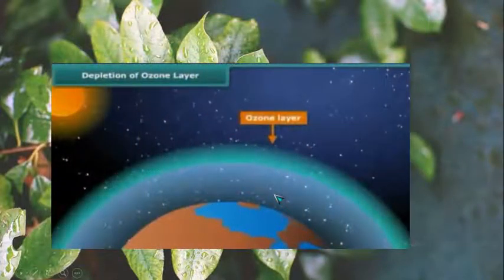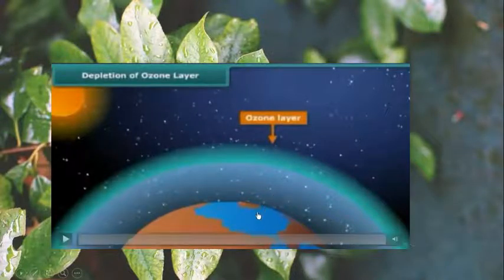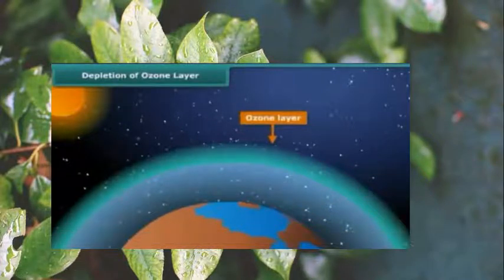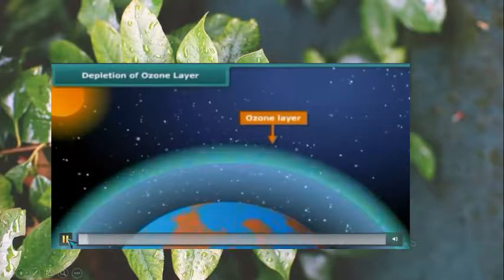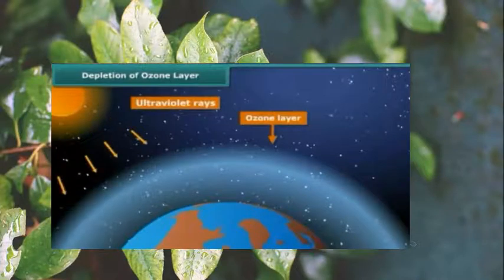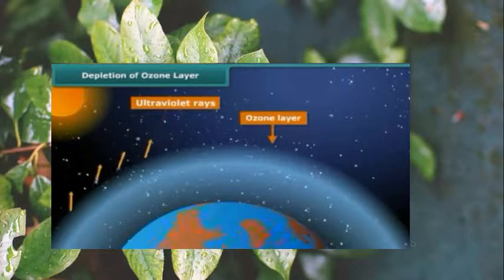Now comes the depletion of the ozone layer. Children, this is the earth and this is the ozone layer, which helps in protecting the earth from the UV rays emitted from the sun. This ozone layer deflects the ultraviolet rays and thus our earth is protected.